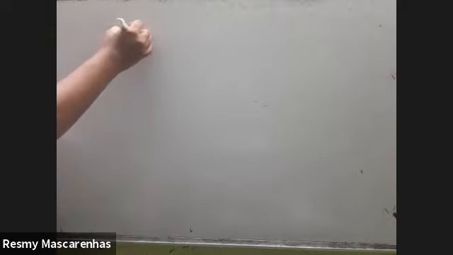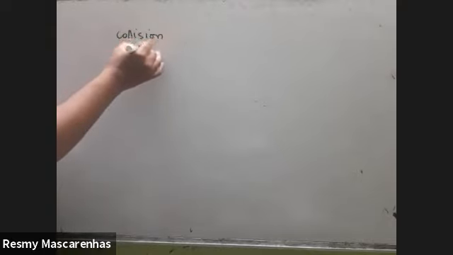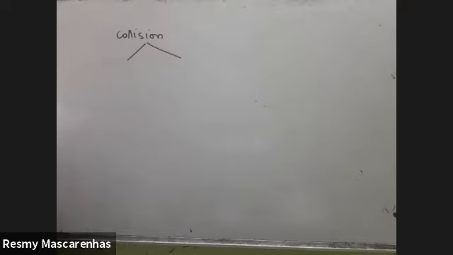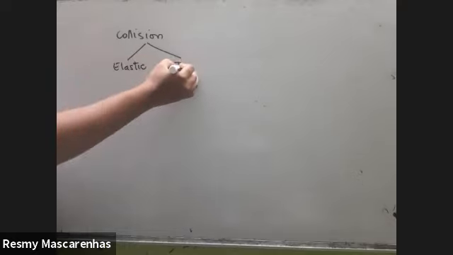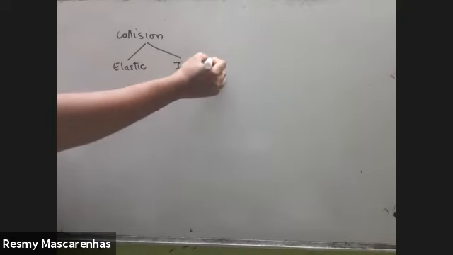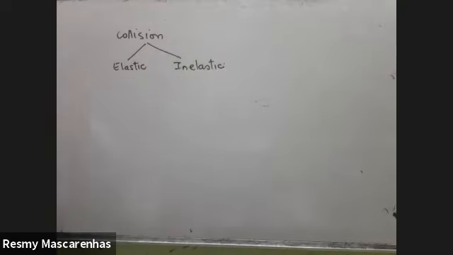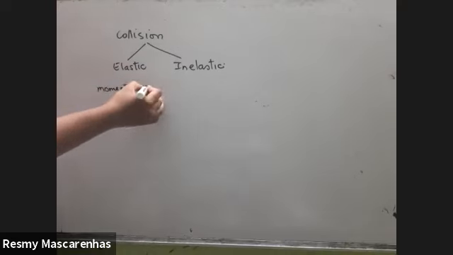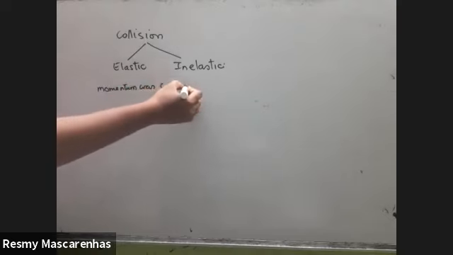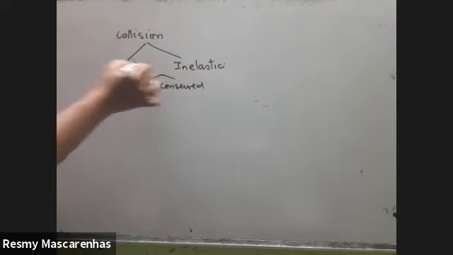In the previous class, we were doing the topic collision. So we had seen there are two types of collisions. One was elastic and the other one was inelastic. Here we saw in both the cases, anyways, momentum was conserved. This is common for both.